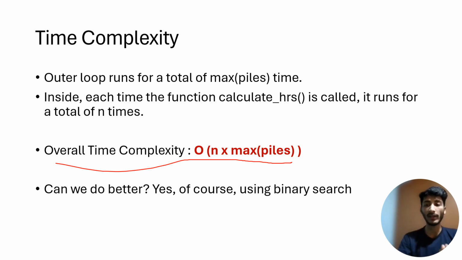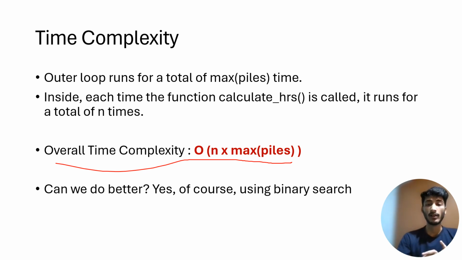Yes, we have to do better, and we can do better. How can we do better? Using binary search. Now you might be thinking, how can we apply binary search on such a problem? Because binary search applies to an array which is already sorted, right? Here the array is not sorted. So how are we going to apply binary search on this?